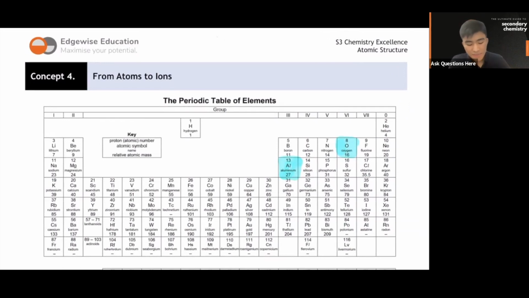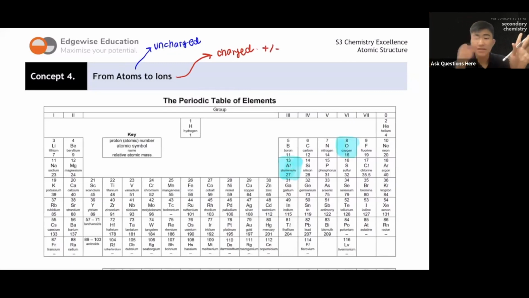Now, atoms very simply refer to uncharged species or uncharged particles, whilst ions refer to things that are charged. That means they are positive maybe, or negative maybe. Uncharged means the number of positive and the number of negative charges cancel each other out. But charged means maybe the positive got more or the negative got more.